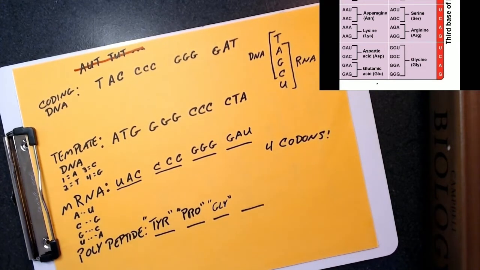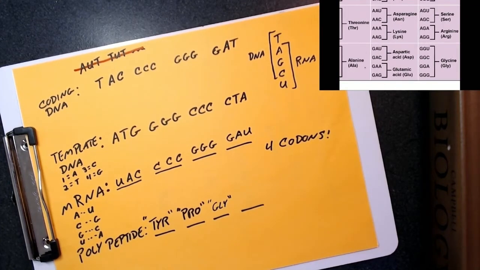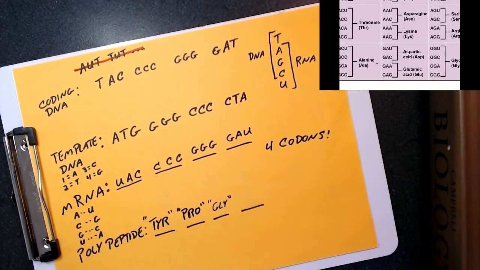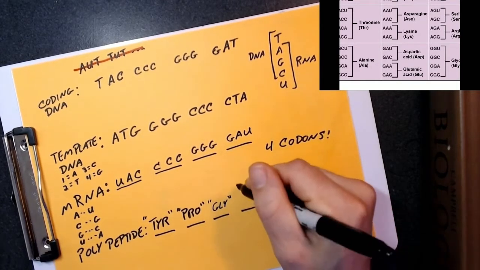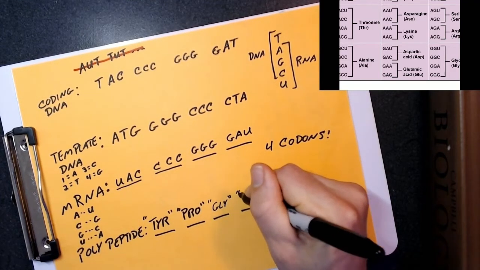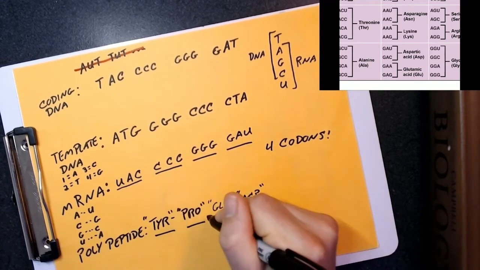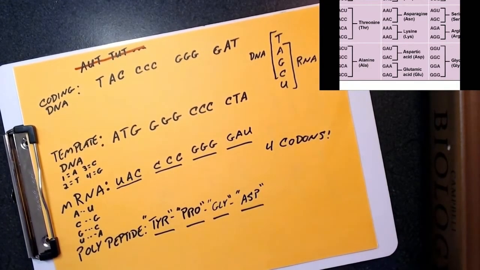Okay. Final codon, we have GAU. GAU, oh, I can just move around like this. GAU, if we come in here, we can see that there's 2 different codons that code for aspartic acid, and one of them is GAU. So ASP is our final amino acid here.